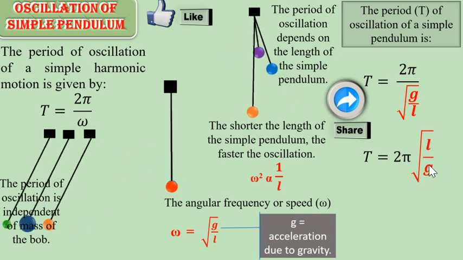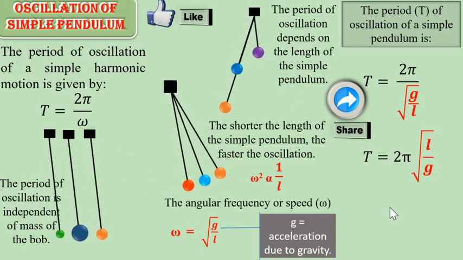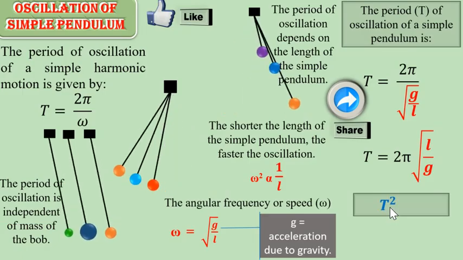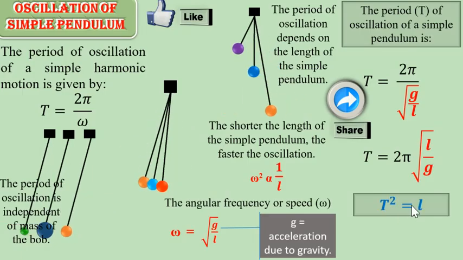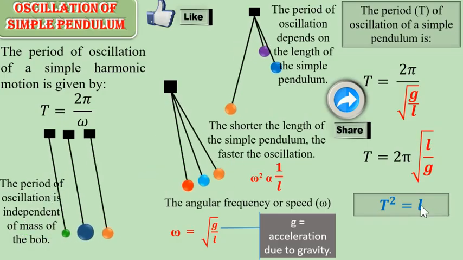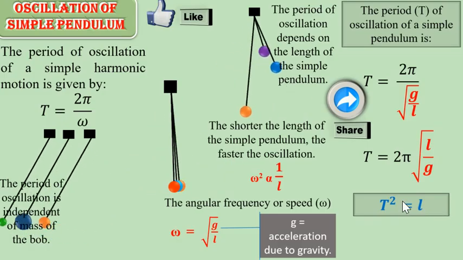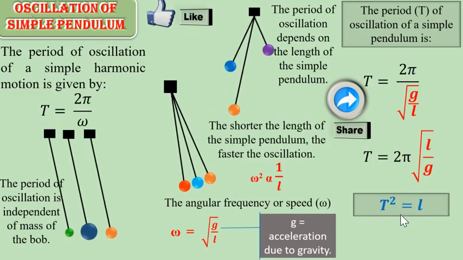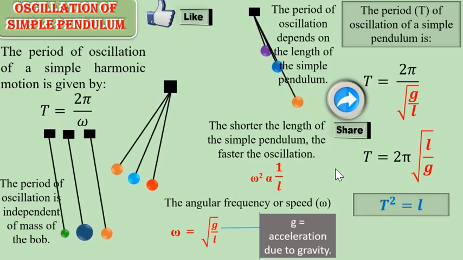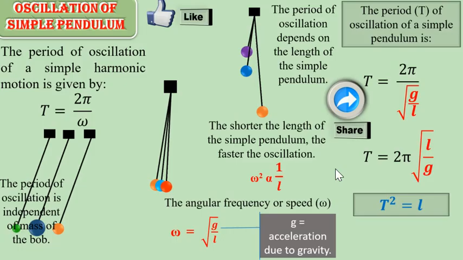So gravity in a particular location is a constant. So we can simply say that the period of oscillation is directly proportional to the square root of the length. That is not an equal sign, directly proportional to the length. So now we're going to move to the next slide for the continuation of our discussion.